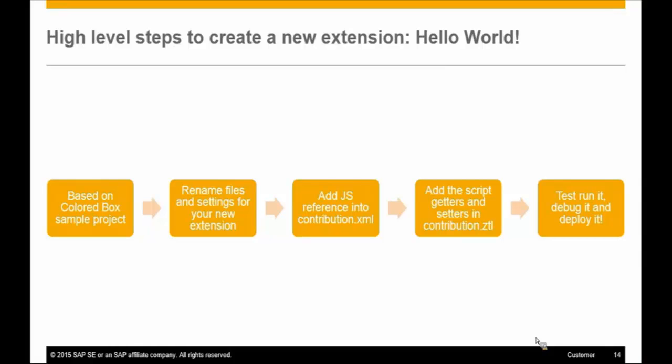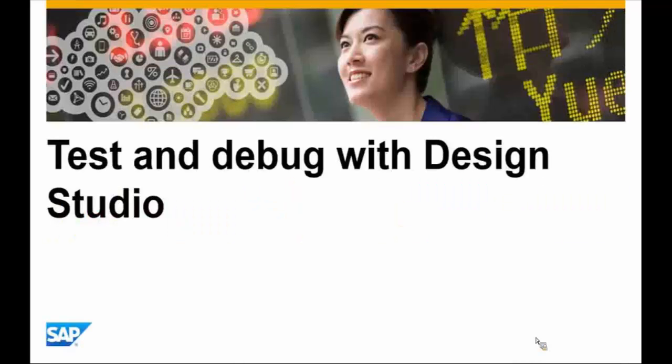At the end of this, when the view switches, you'll see you can download the presentation and the utility as well. Otherwise, you'd have to copy the color box, rename the files and the settings within that to make it unique, and then add in your references and your contribution file, add your script getters and setters if you want them to be usable by the designer, like Vamsi did, then obviously test it, debug it, and deploy it.